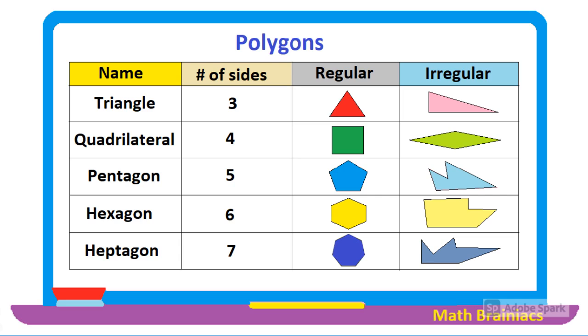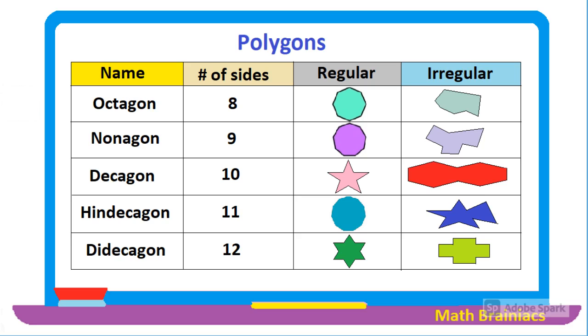I want you to take a look at the column of the regular polygon. You can notice that all the sides have the same length and the angles have the same measure. However, on the irregular polygon column, you can notice that the sides have different lengths, while the angles have different measures.